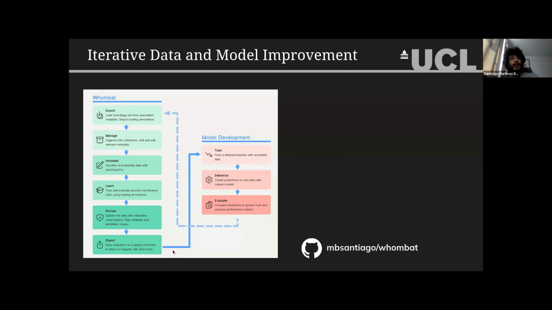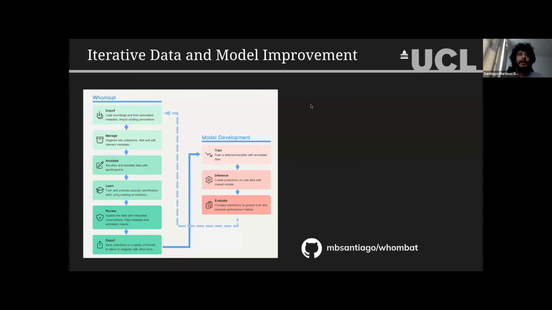Once you have a model and its predictions, you can import those predictions back into Humbat and explore where they're failing or not in comparison to the annotation. So that's a whole package for model development and annotation within the same tool, without doing any of the training.